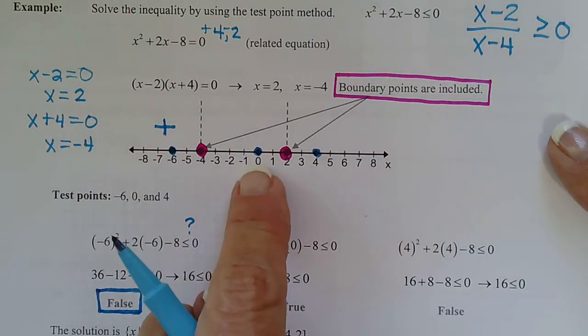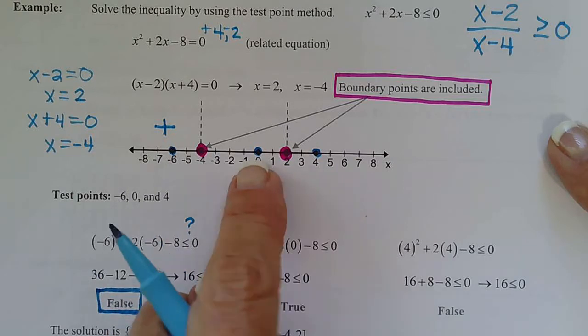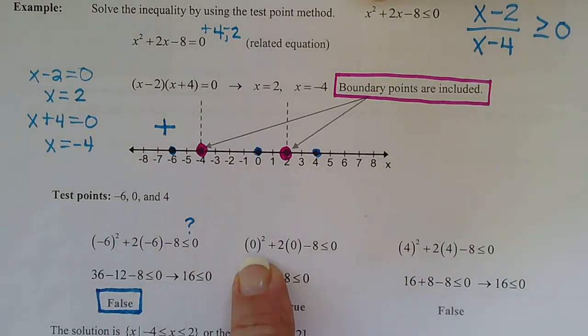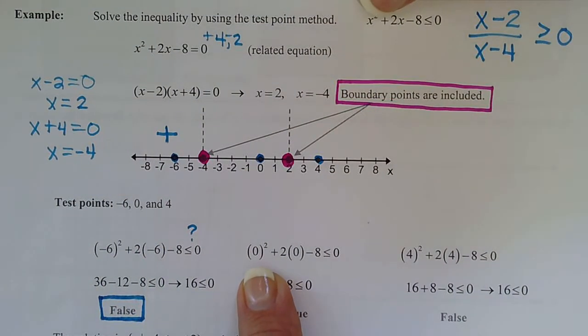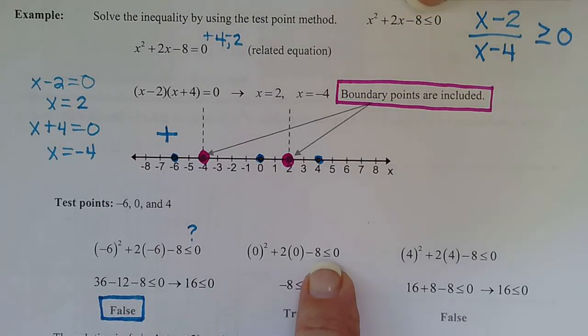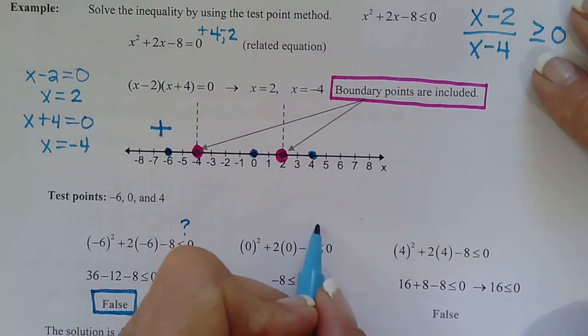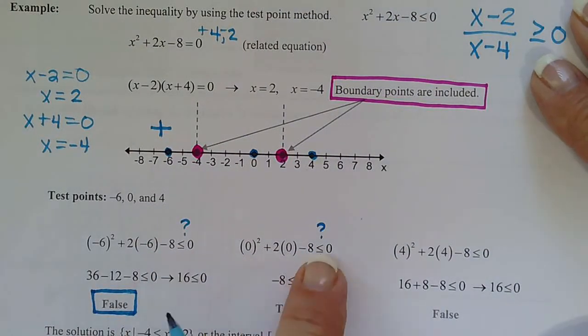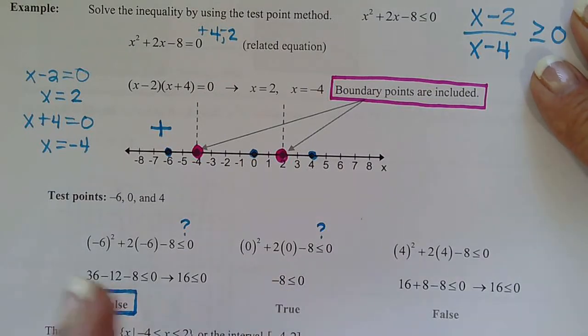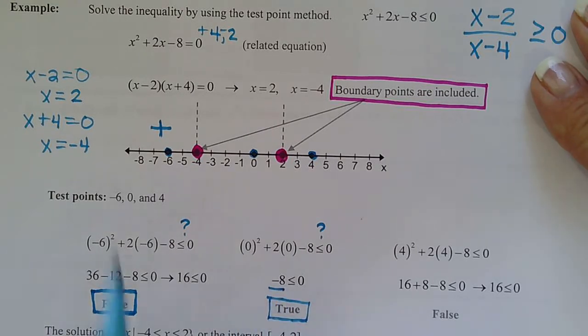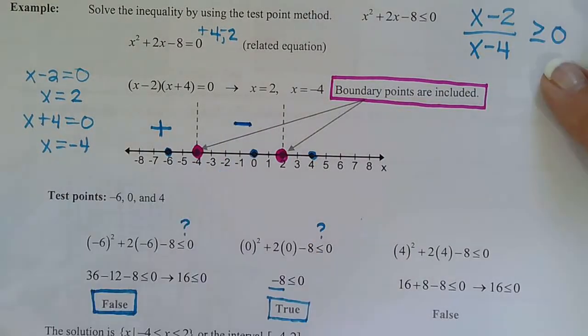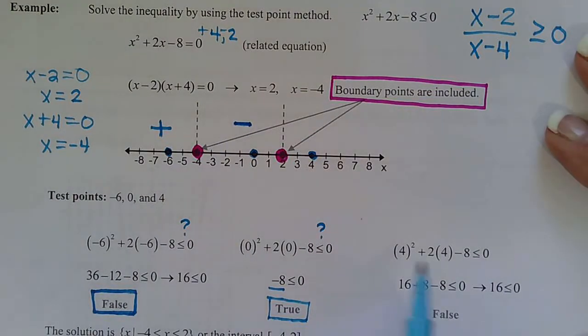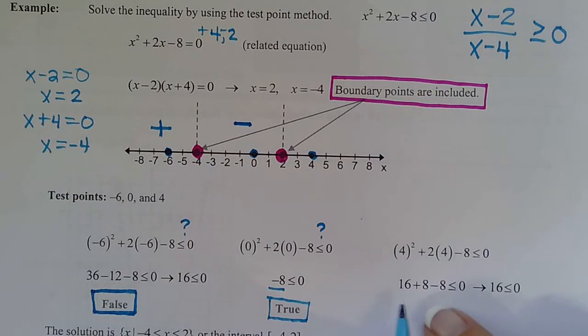Okay, next our test point in between -4 and 2 was 0. So now put 0 in your original equation and you get 0 squared plus 2 times 0 minus 8. Is that less than or equal to 0? So 0 plus 0 minus 8, -8. -8 is less than or equal to 0, so that one's true. Notice this answer came out negative, so I put a negative sign right here. And I'll show you why in a second. Just play with me for a little bit, and then I'll show you the whole reason behind this.